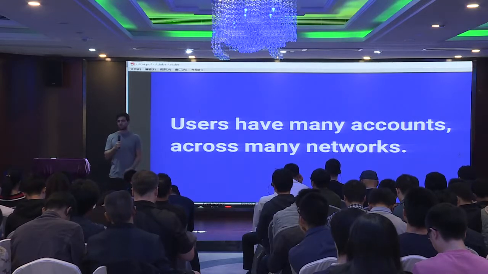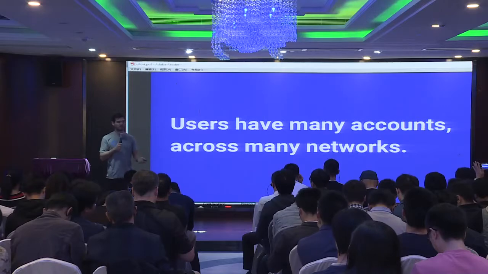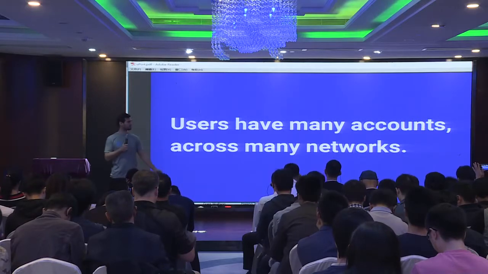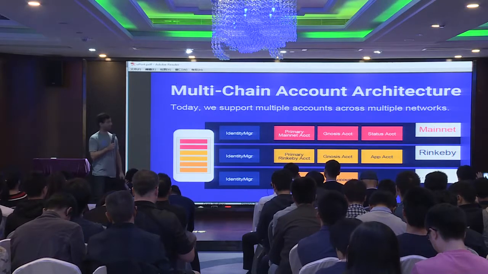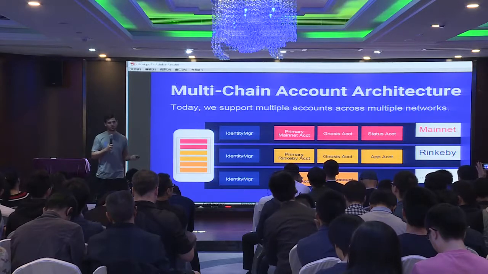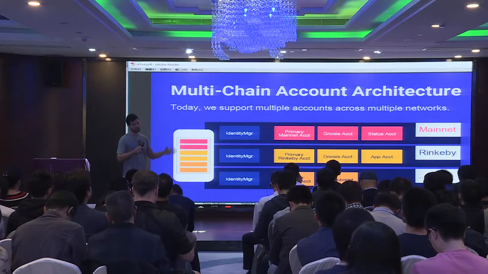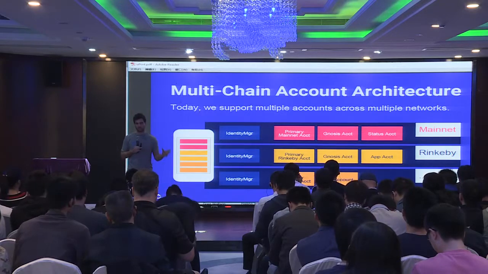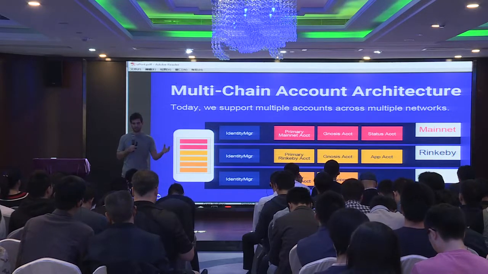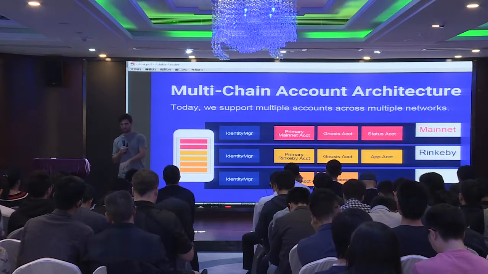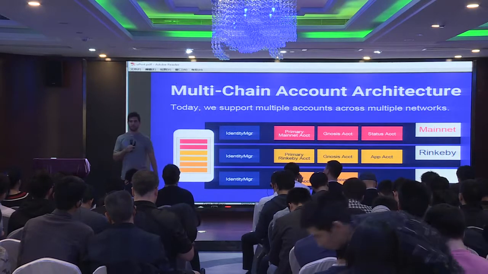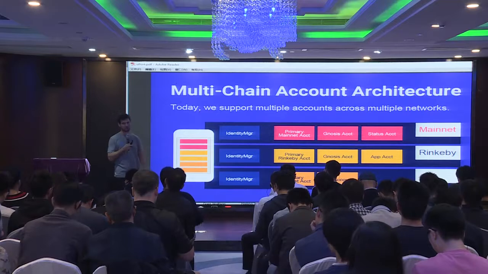What we've learned is that users have many accounts on many networks, so managing private keys isn't all that easy. And so what we've built is a multi-chain account architecture. On all of the major Ethereum networks, we've deployed our infrastructure, our identity factory contracts, smart contracts that create other smart contracts, which are identities. And so we deploy this infrastructure on every Ethereum network.